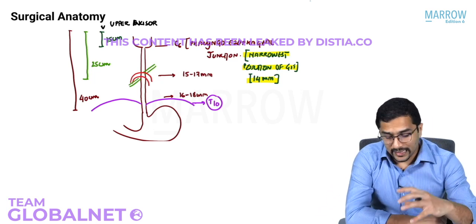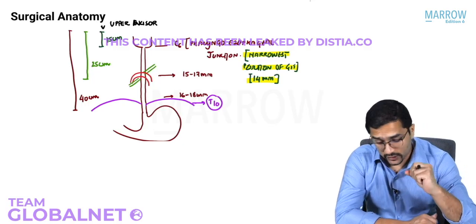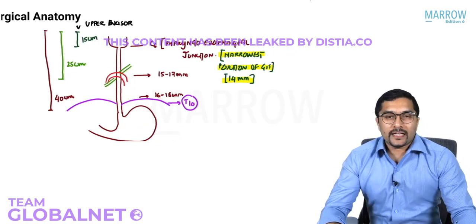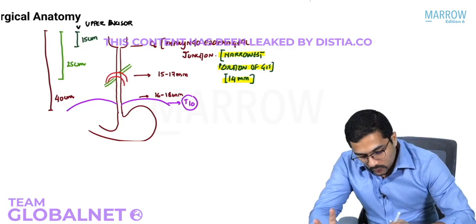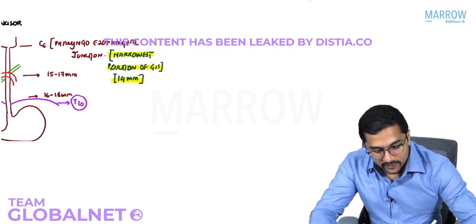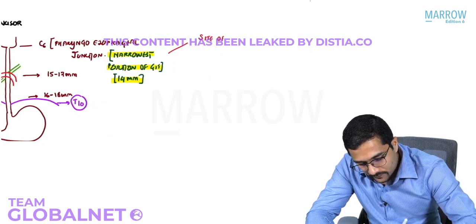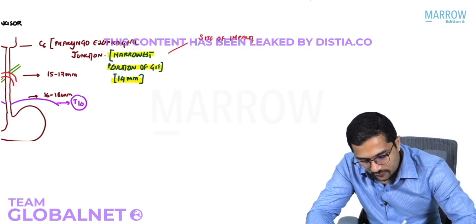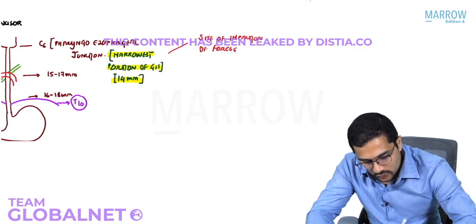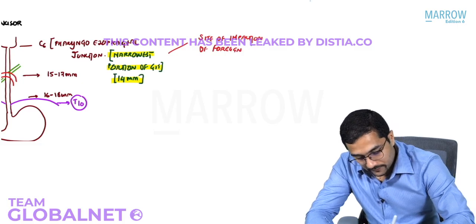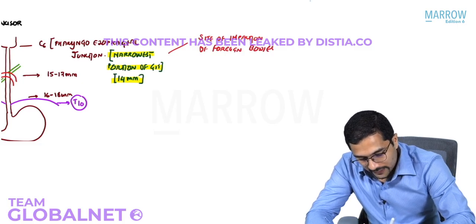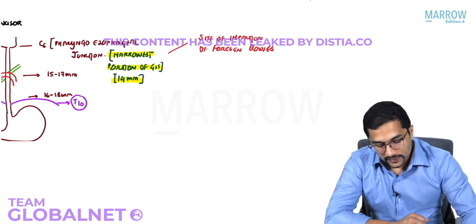So you can see that the narrowest portion is the pharyngoesophageal junction. Now there are two points which you need to remember here. One point is that this is the site of impaction of foreign bodies. If a child ingests a foreign body, it will usually get impacted here. I'll tell you how to manage foreign bodies. We'll discuss that topic in some time.